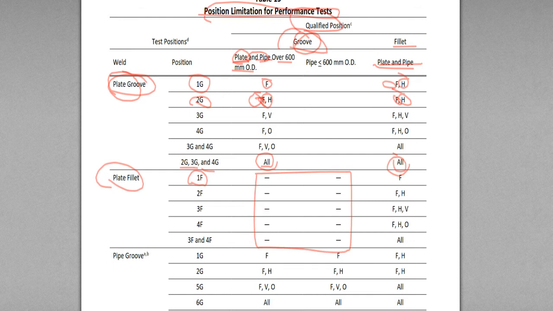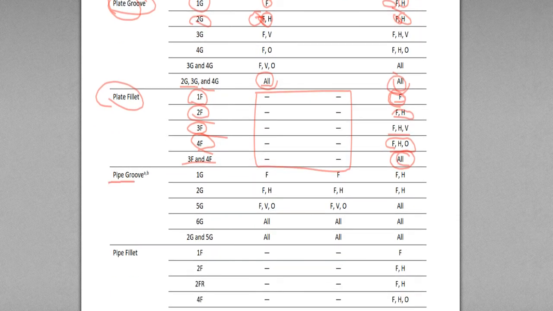None of these group words are qualified, but for fillet welds, if you used 1F, you are qualified for F only. 2F is flat and horizontal, 3F is flat, horizontal and vertical, 4F is flat, horizontal and overhead. If 3F and 4F are used in the production wording, you are qualified for all positions. Pipe group weld, and see notes A and B.